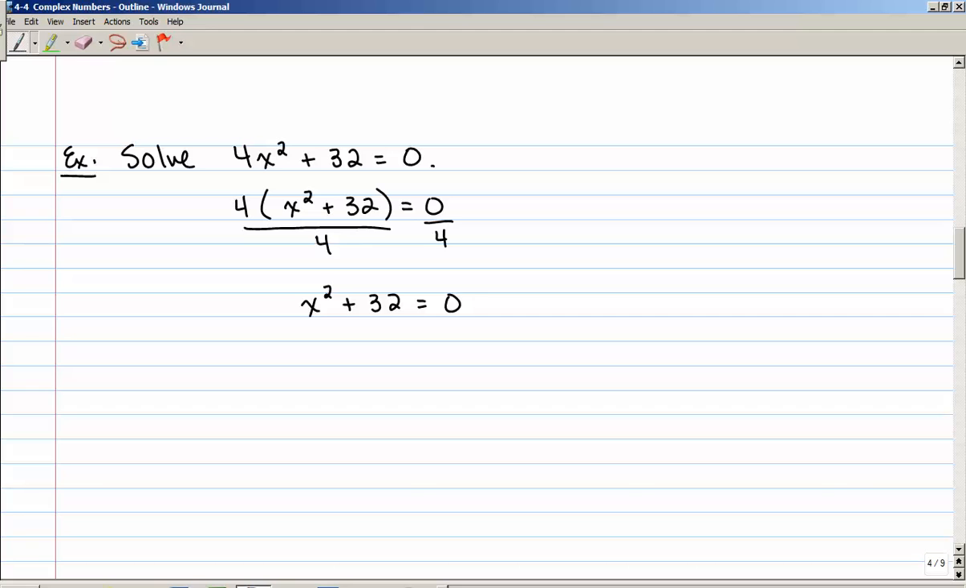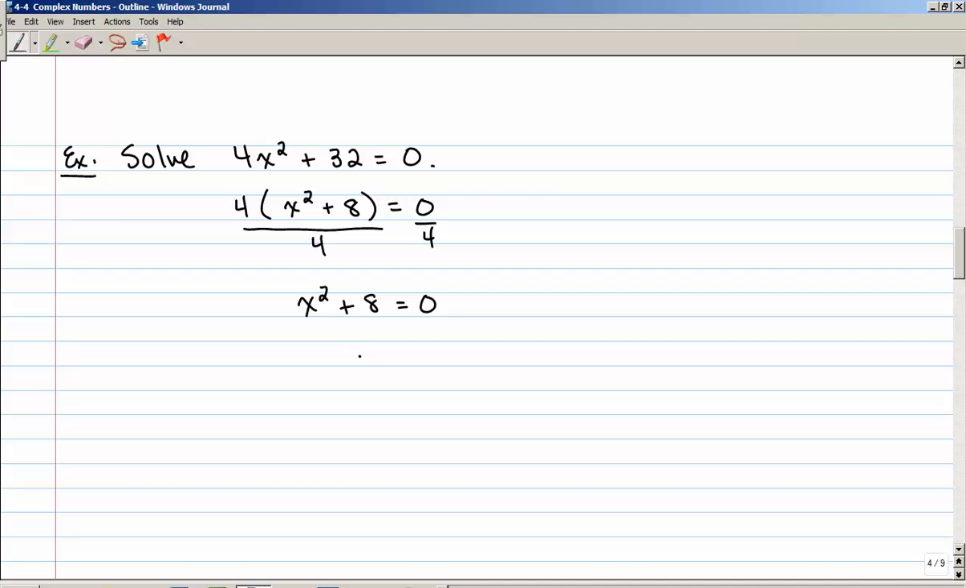Wait a minute, I made a big mistake there. Sorry about that. Hold on. Let me go back. That's not a 32, that's an 8. Okay, that's much better. Sorry about that. Divide both sides by 4. There we go. x squared plus 8 equals 0. I thought that looked a little strange.